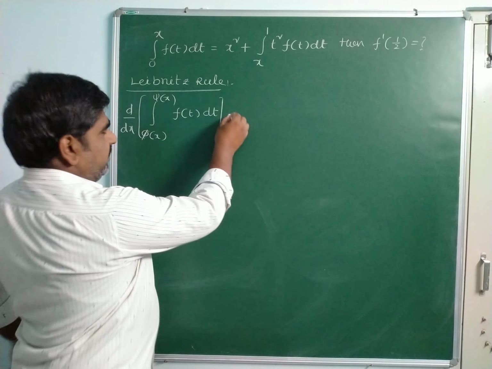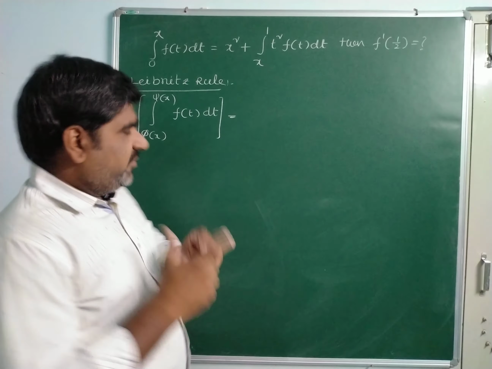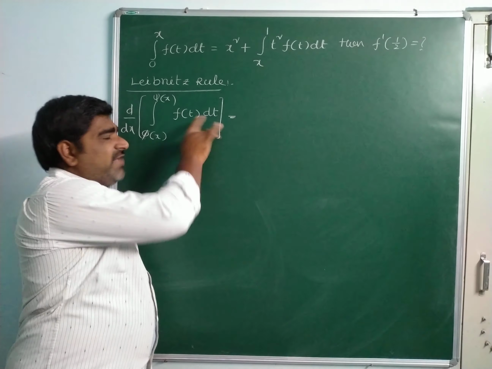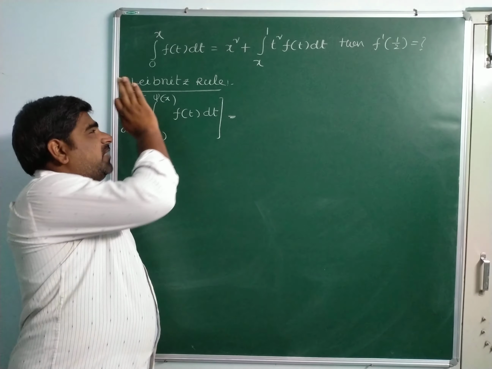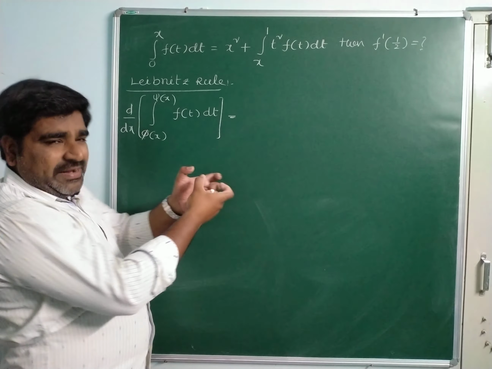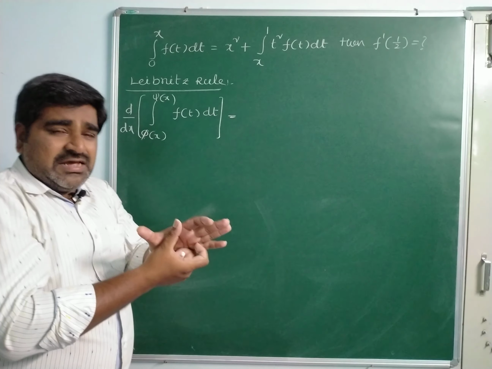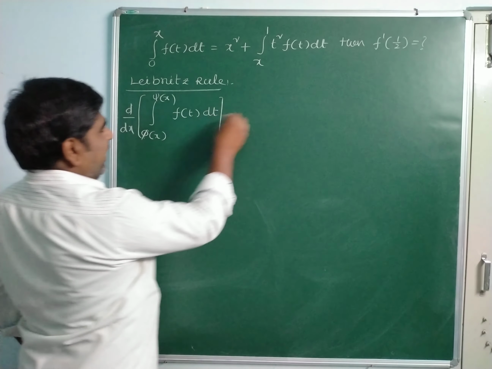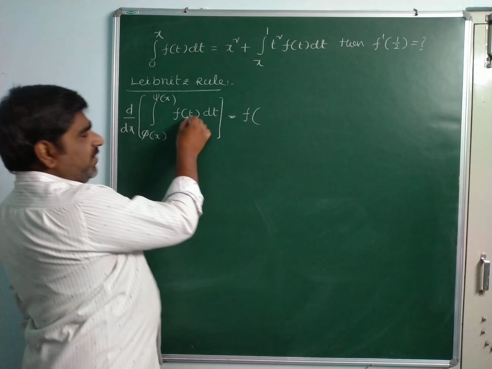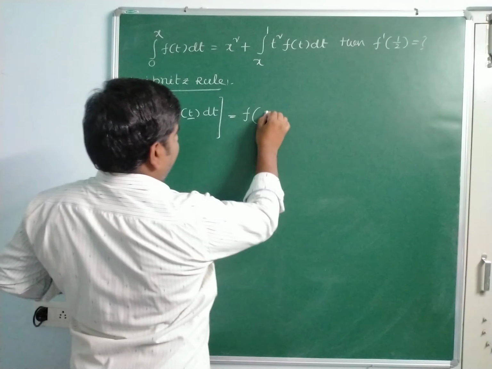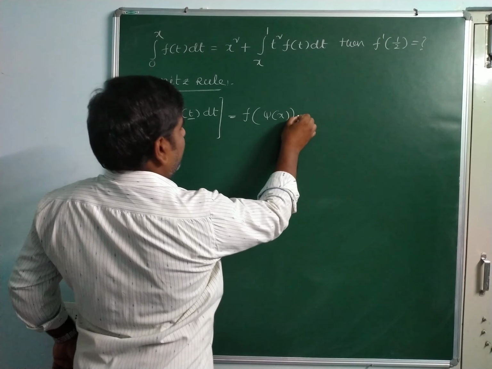So this is the process. See, very easy. Here, what is the upper limit? Psi of x. And what is the variable of integration? t. The upper limit is psi of x, the variable of integration is t. So first apply the upper limit. That means write the upper limit in place of the variable of integration. So in place of t, write the upper limit: f of psi of x.